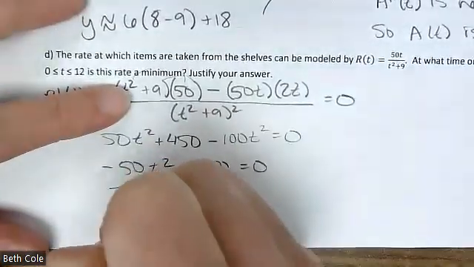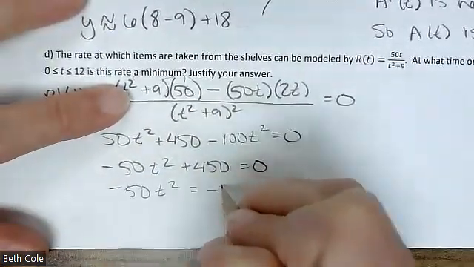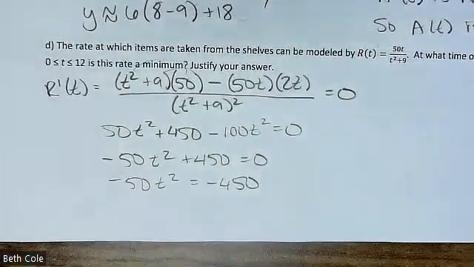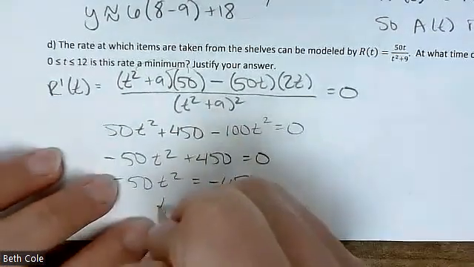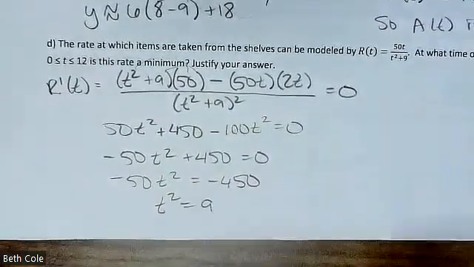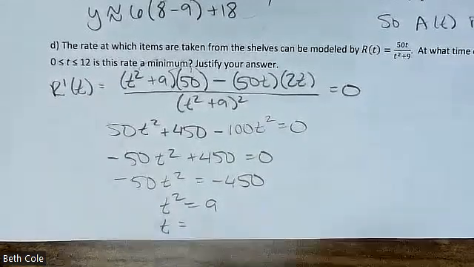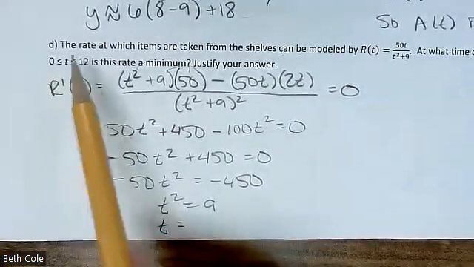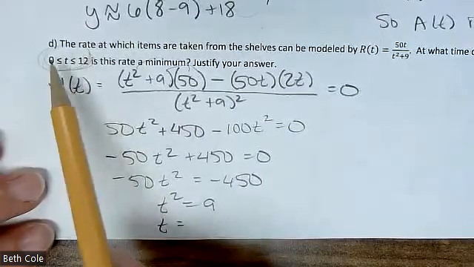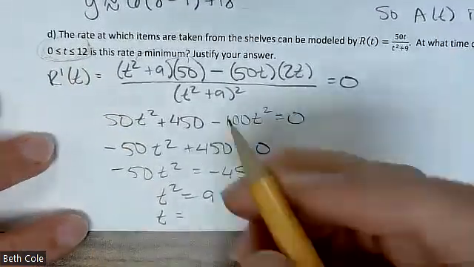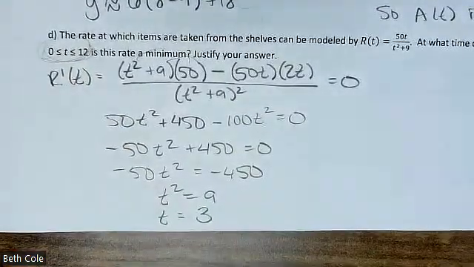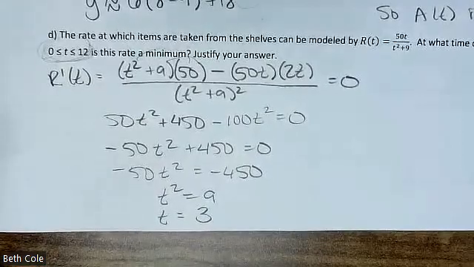You would subtract the 450. Negatives cancel, divide by 50. What is that, 9? T squared equals 9. Oh, and so taking the square root, you get 3 and negative 3. Did we have an interval though? We did. Here's our interval, 0 to 12. So just 3. You can't do the negative 3. Oh, also it's time. You can't have negative time.